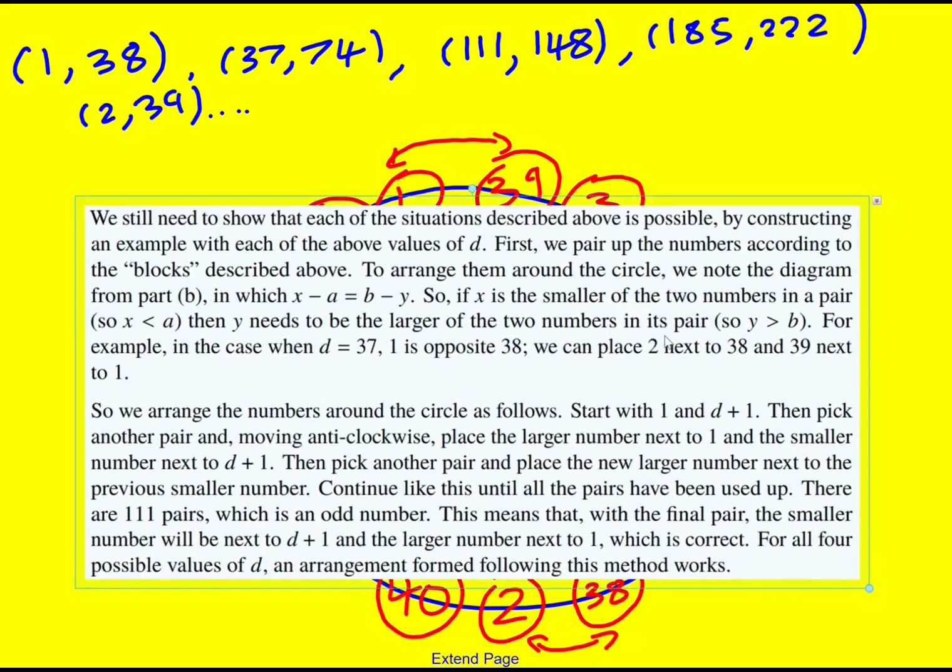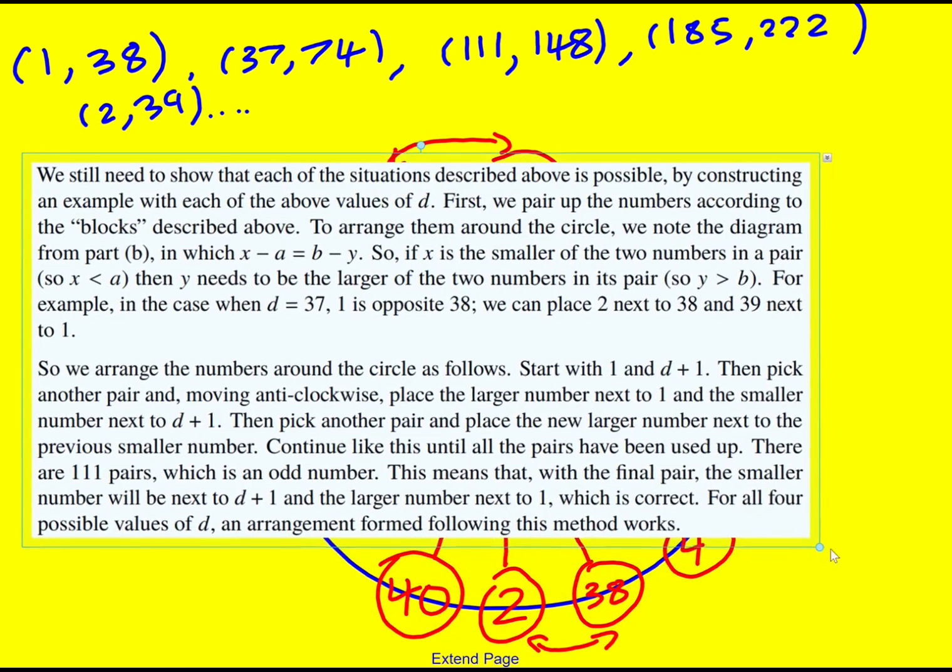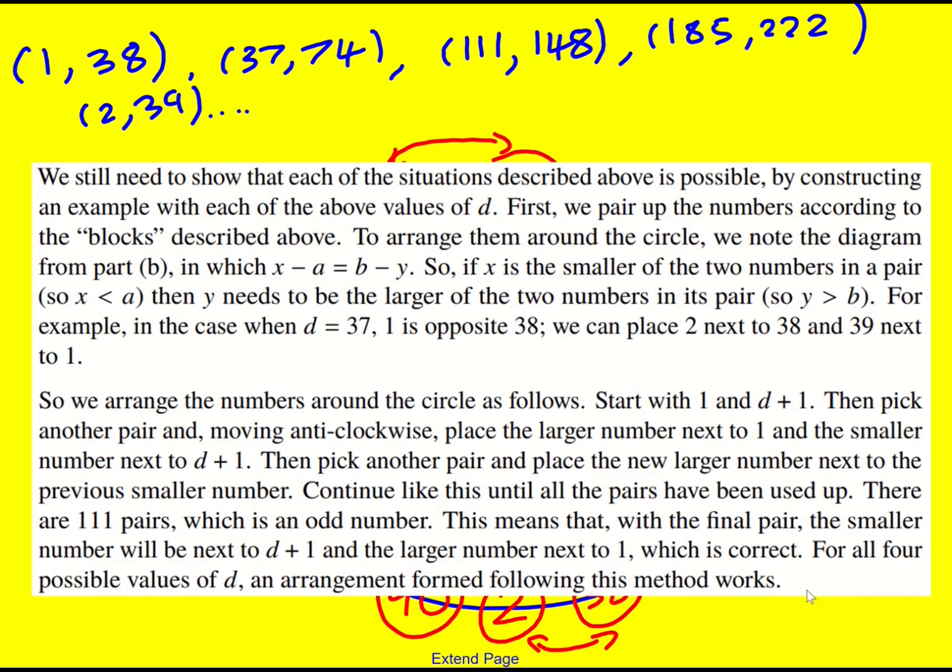Here's how you can put it into words. Sorry, I'm going to use the solutions now because it is just going to explain it more concisely than I would have. So it says we need to show that each of the situations described above is possible, those numbers that I said. Or you can construct an example. I've already started it off. So pair up the numbers according to the blocks described. And so in our case, it was like 1 and 37, for example, and we saw how the blocks were formed. In fact, I started it off.